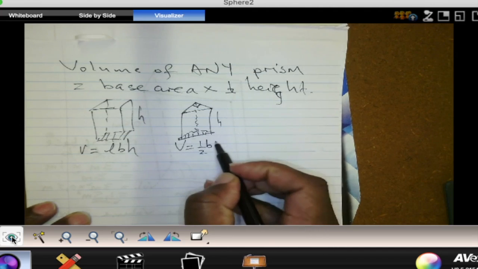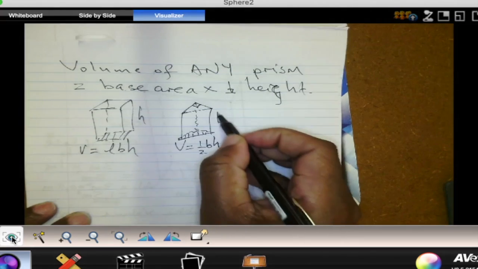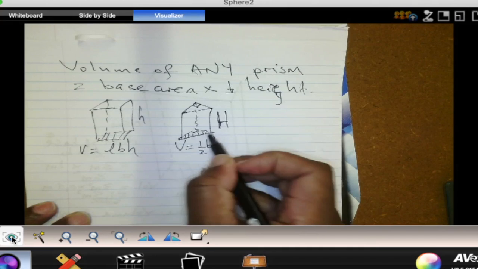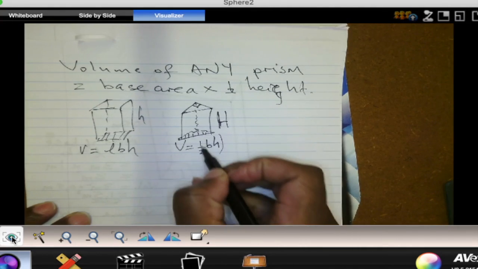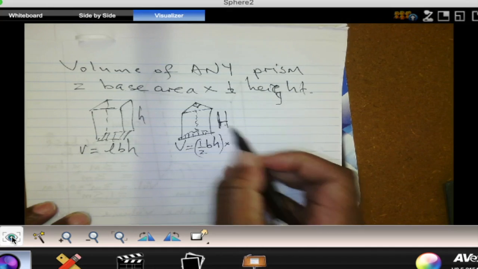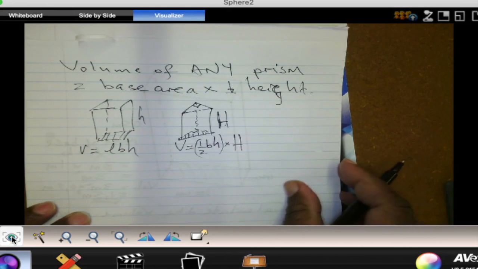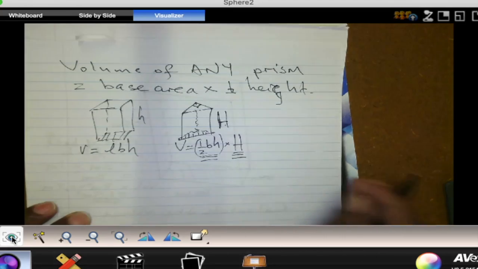Half base times perpendicular height. Okay, maybe let's change this h and make it big, because this h is different from the height for the triangle, right? So then this is your area, which you now need to multiply by the perpendicular height, which is h, but your numbers will be given there, right? So still it's base area multiplied by the perpendicular height.